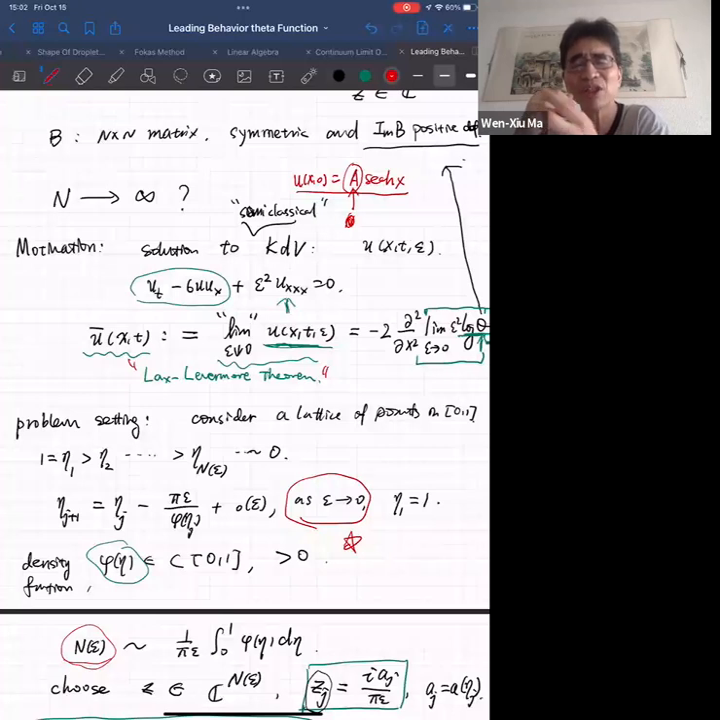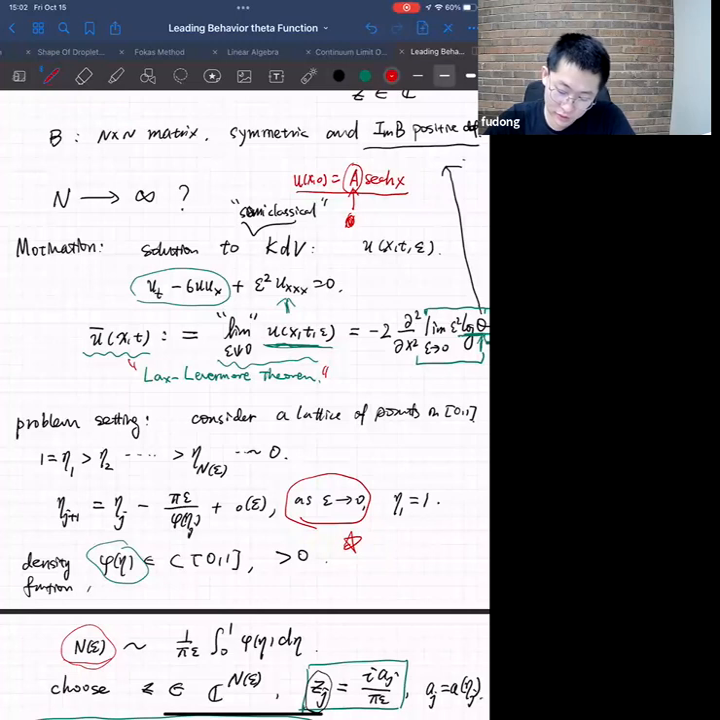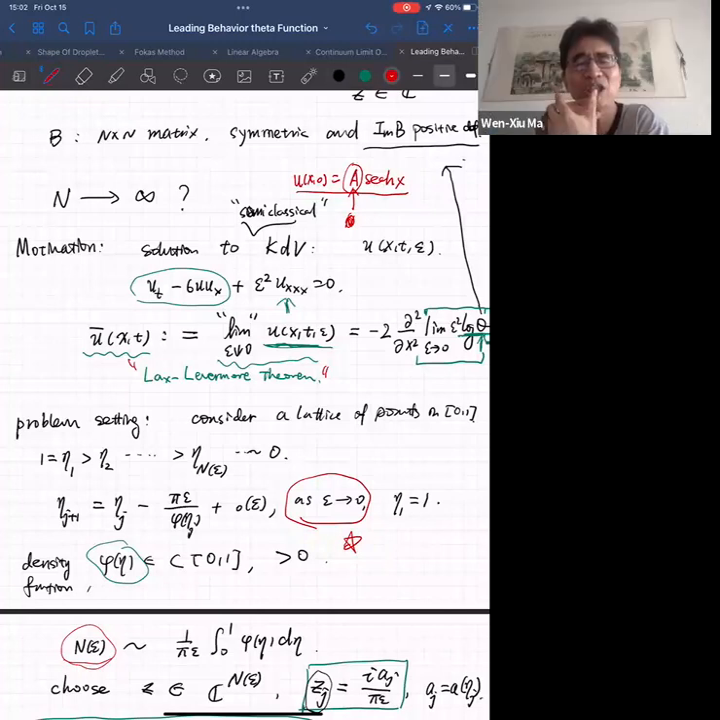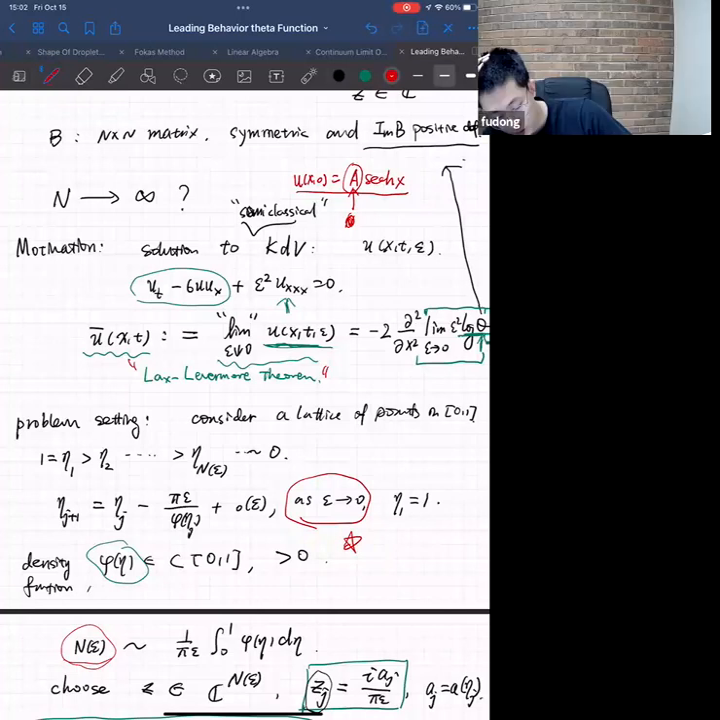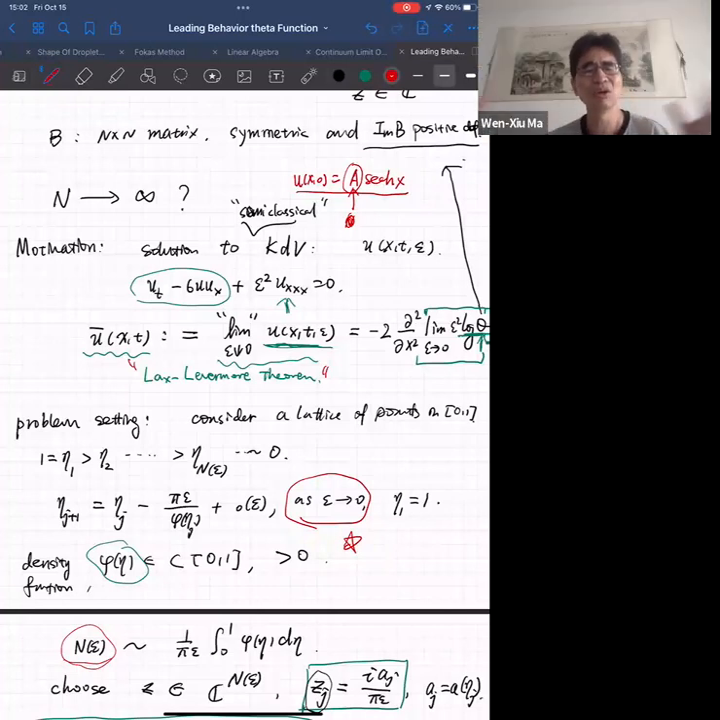KdV is nonlinear. Global existence actually is a problem. The limit does not exist in the general sense, but it exists in the weak sense. For the T, how can you control the T? Over a finite interval, or for the whole future time?